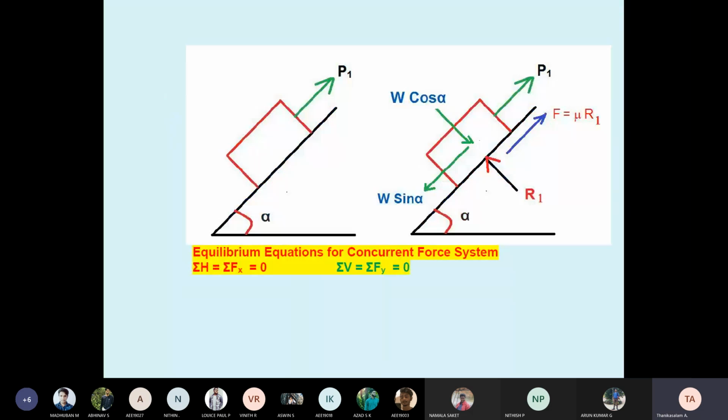So, sliding downward, therefore the P1 force. I told you, any block on an inclined surface, what is the weight? W cos alpha, W sin alpha. Okay, students, W cos alpha, W sin alpha. Then the reaction is upward. So here we have to mind it.